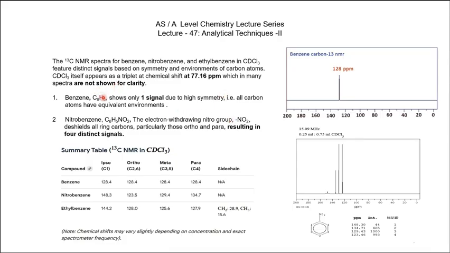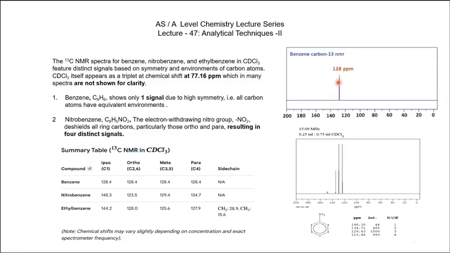So what about benzene? If we take the benzene molecular structure, you see that all carbon atoms have the same, equivalent environments. All carbon atoms have equivalent environments. And as all carbon atoms of the C6 have equivalent environments, we get one peak there, only one peak.